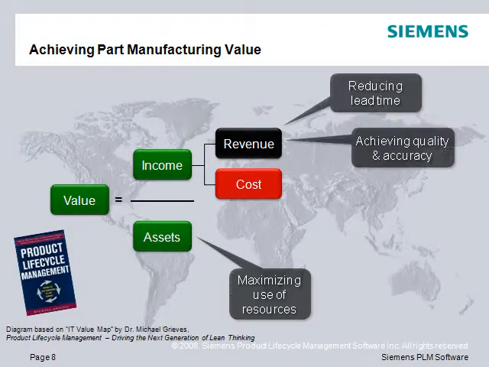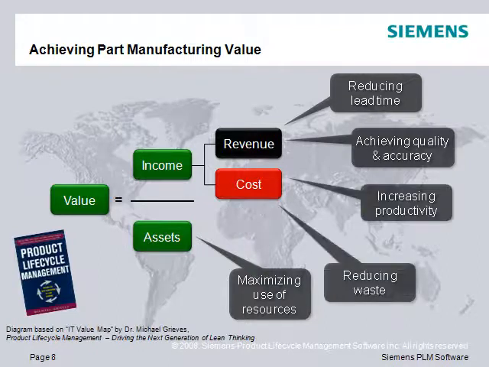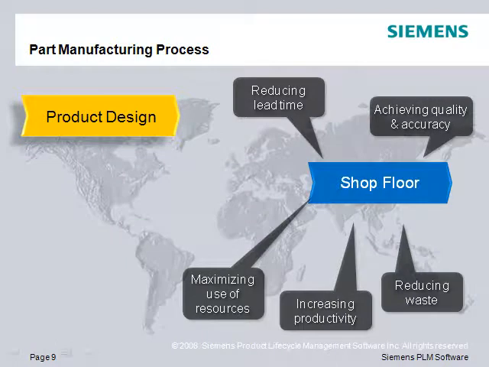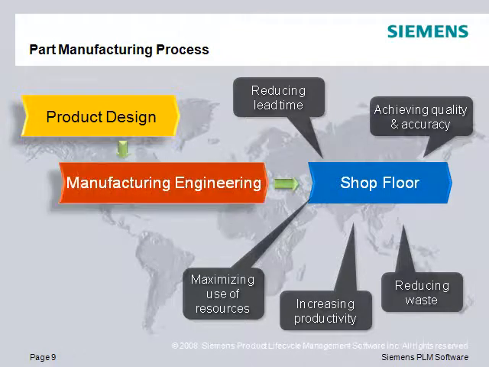Income will be affected positively by greater sales of a product that is made up of parts manufactured on time and to the right specification. Income will also be increased when costs are reduced, for example, by less waste or increased productivity. Each of the above can be impacted by the way in which a company prepares for and executes part manufacturing. We naturally associate most of these activities that contribute to part manufacturing efficiency with the production phase of the product lifecycle. But what happens on the shop floor is driven by manufacturing engineering.